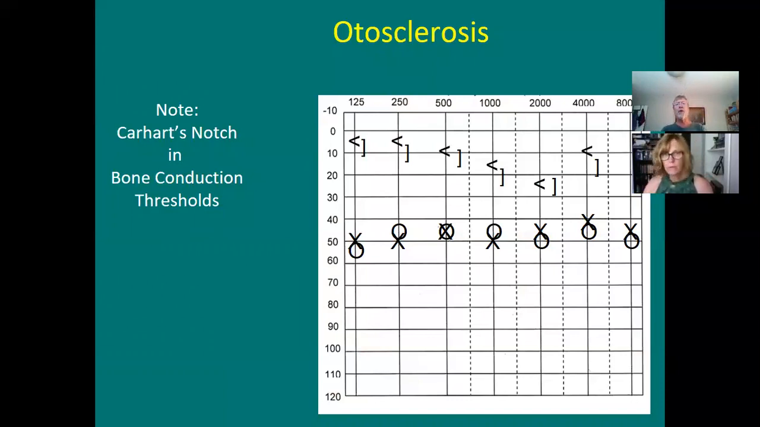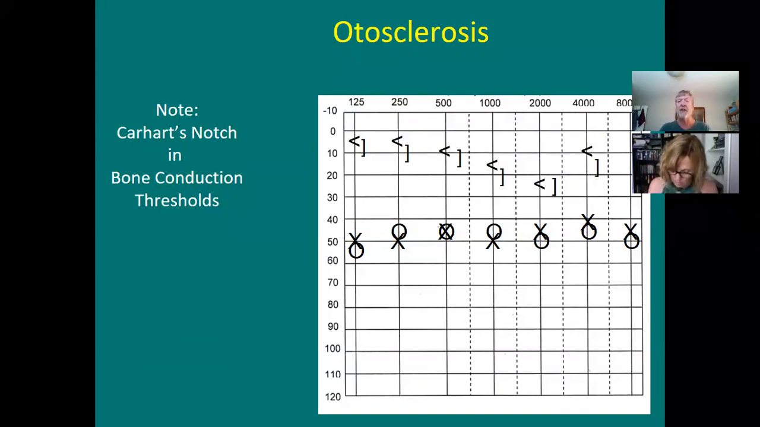Otosclerosis. Look at the audiogram here. It's flat. Air conduction scores are flat. It's conductive. But look at the bone. Look at the notch. That notch in the bone conduction thresholds is called Carhart's notch. That's the visual giveaway of otosclerosis. It's not an ear infection. Otosclerosis is hereditary. It is genetic. If mom or dad has it, chances are at least one of the kids is going to have it.